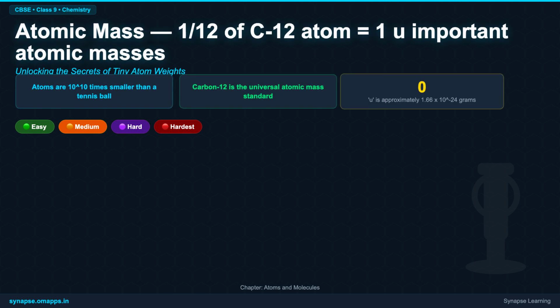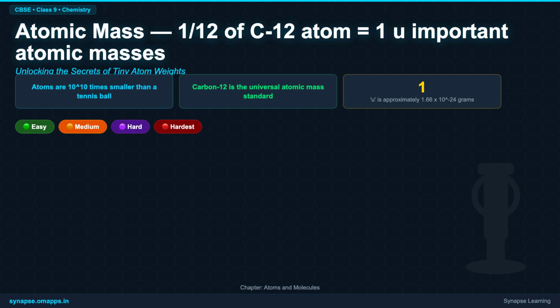Hello, future scientists. Welcome to an exciting journey into the heart of chemistry. Today, we are diving deep into atoms and molecules, specifically focusing on the fascinating concept of atomic mass. Have you ever wondered how we weigh something as tiny as an atom? We'll explore how scientists came up with a clever way to do this, using a special standard, the carbon-12 atom.